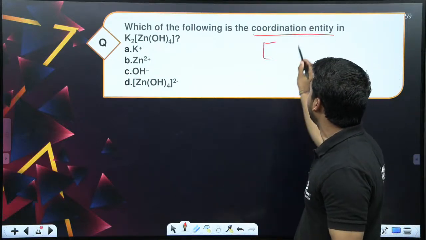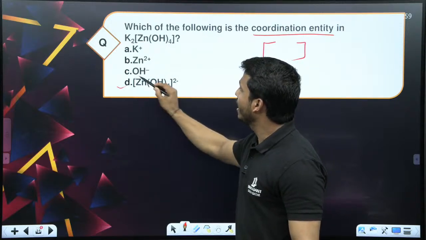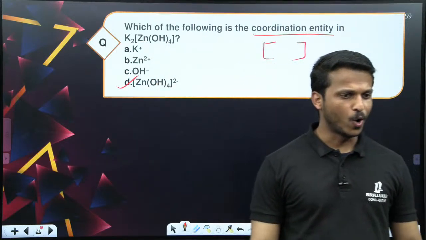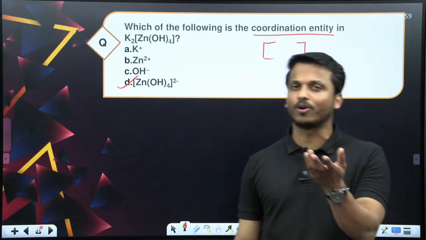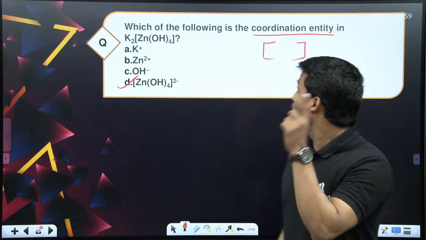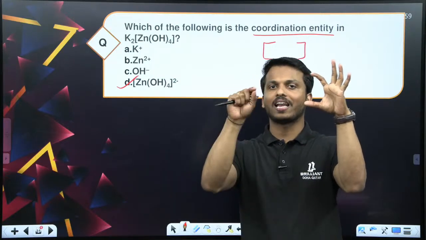Coordination entity means coordination sphere. What is the coordination sphere? [Zn(OH)4], yes, that is option D. Dear all, maybe some students may not know the name. Be careful about the NCERT, read NCERT. Coordination entity means coordination sphere, the square bracket with metal and ligand.